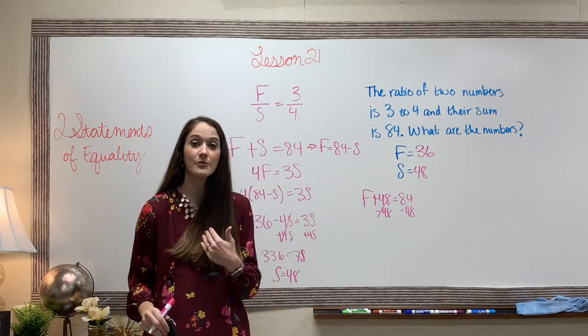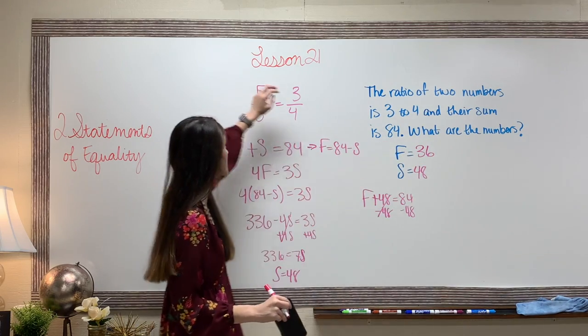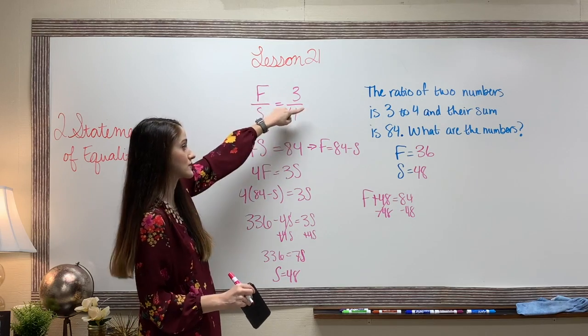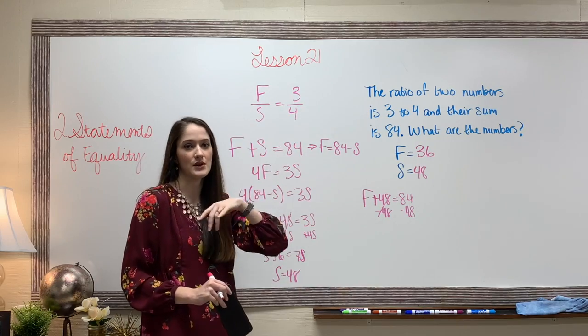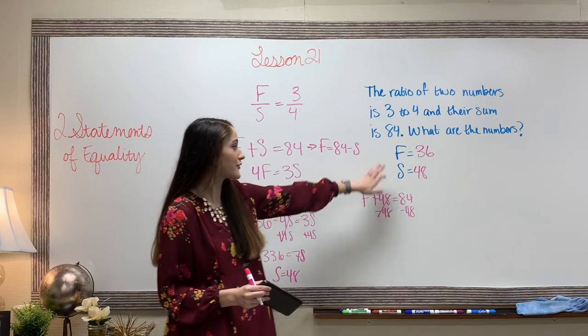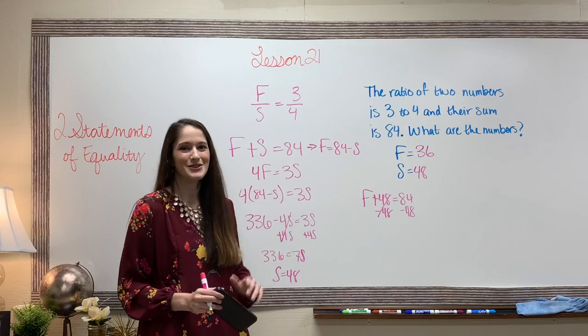And the way I can check my work is I can take both of these numbers and plug them in right here and see, is this a true statement? And 36 over 48 does reduce down to 3/4. So I know I did my job right. I found my first and my second number, so we're done.